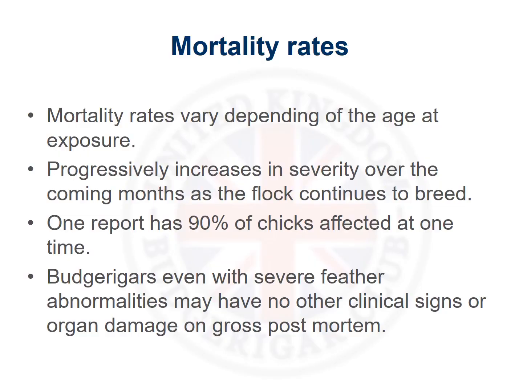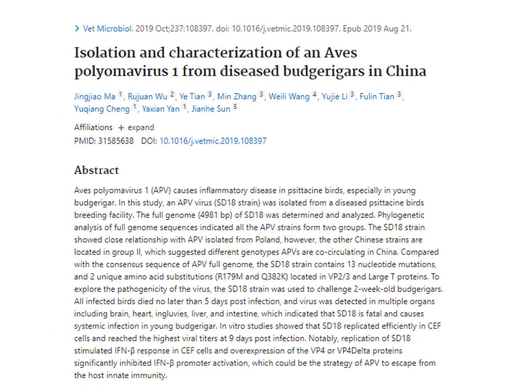So the mortality rates you get with this do vary depending on the age of exposure. It progressively increases in severity over coming months as the flock continues to breed. You can get pretty much all of your chicks infected, sometimes up to 90% affected as well. And again, you might have severe feather abnormalities and nothing else on gross post-mortem that suggests disease. There's lots of papers looking at how polyomavirus in budgies is maybe handled differently to other psittacine species.